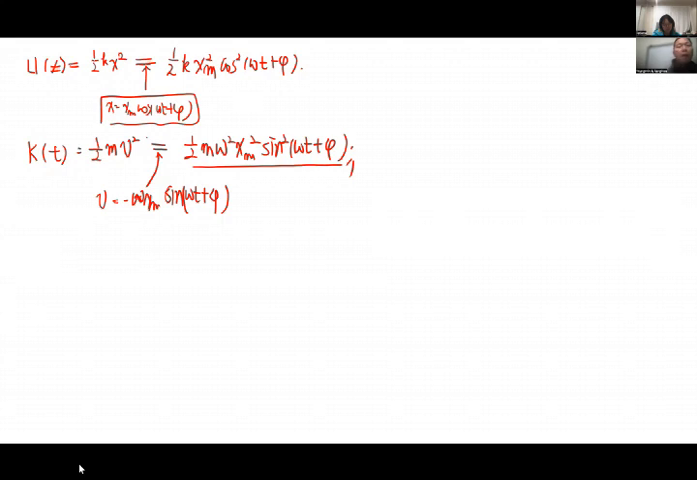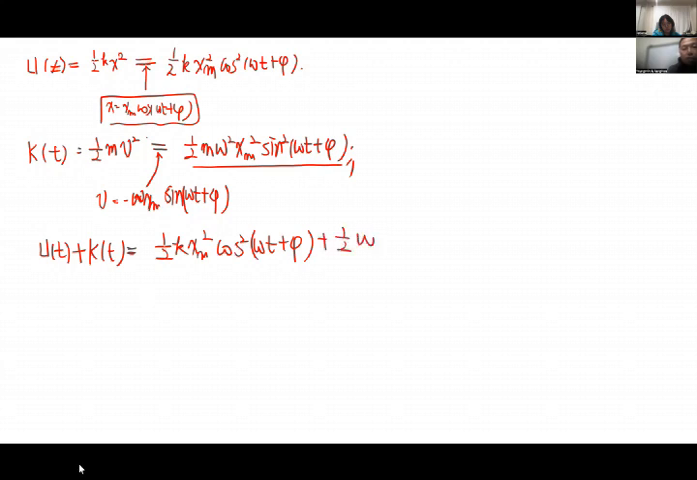Now let's add those two energies together and see what's going to happen. So now I want to plug them all together, the potential energy with the kinetic energy. Let's take a look at how it goes. So that's 1/2 k xm squared cosine squared (omega t plus pi) plus 1/2 m omega squared xm squared sine squared (omega t plus pi).